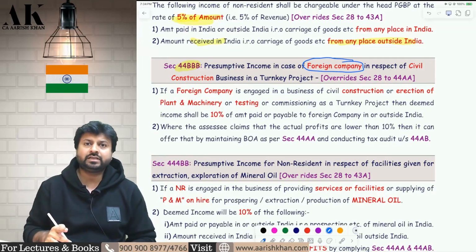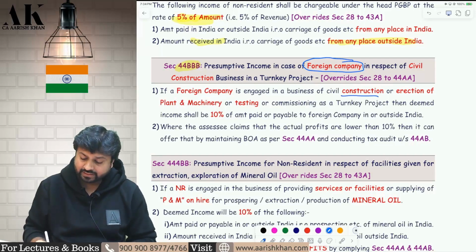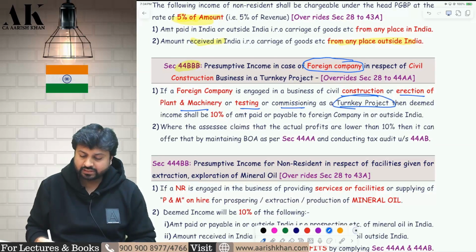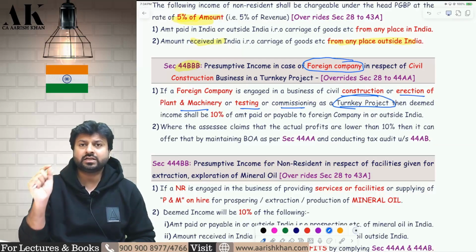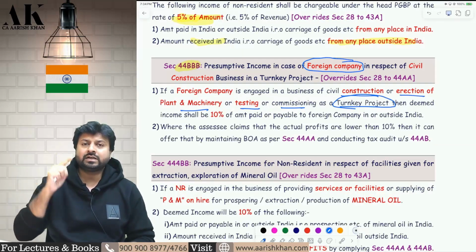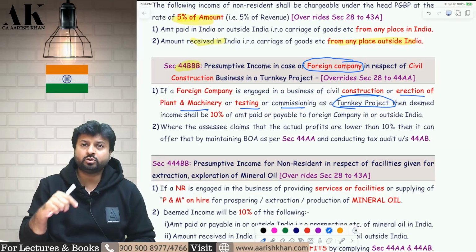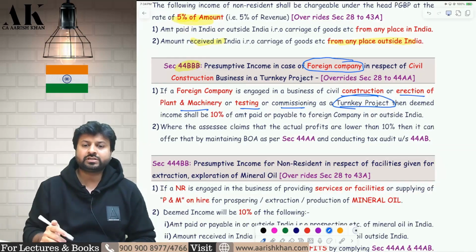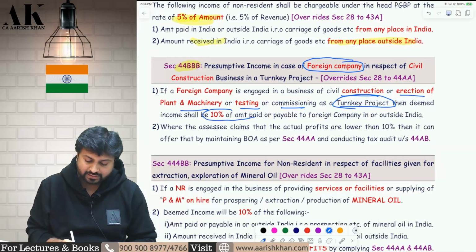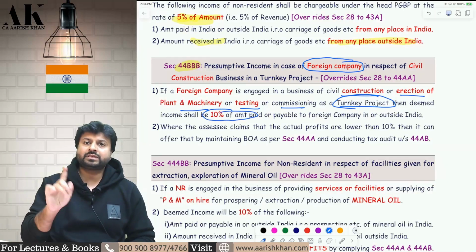What is that foreign company doing? The foreign company is engaged in civil construction or erection of plant and machinery or testing or commissioning as a turnkey project. Turnkey project means a project which is complete in every sense. A project which is 100% complete is called a turnkey project. Therefore, if a foreign company is giving you some services with respect to civil construction or erection of plant and machinery or testing or commissioning of a turnkey project, then they will be subject to 10% deemed income. 10% deemed income will be subject to tax.